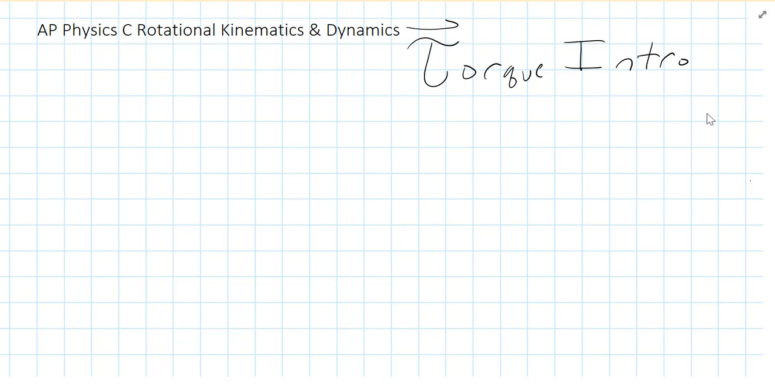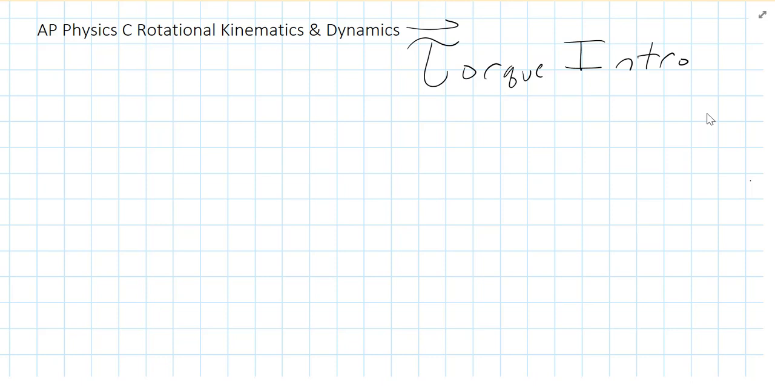Well, in a rotational system, instead of mass, we have moment of inertia, I. So in a rotational system, I is resistance to angular acceleration, or changes in rotational speed. In a linear system, force makes things accelerate linearly. Well, what is it in an angular system that makes things angularly accelerate? Well, that thing is torque.